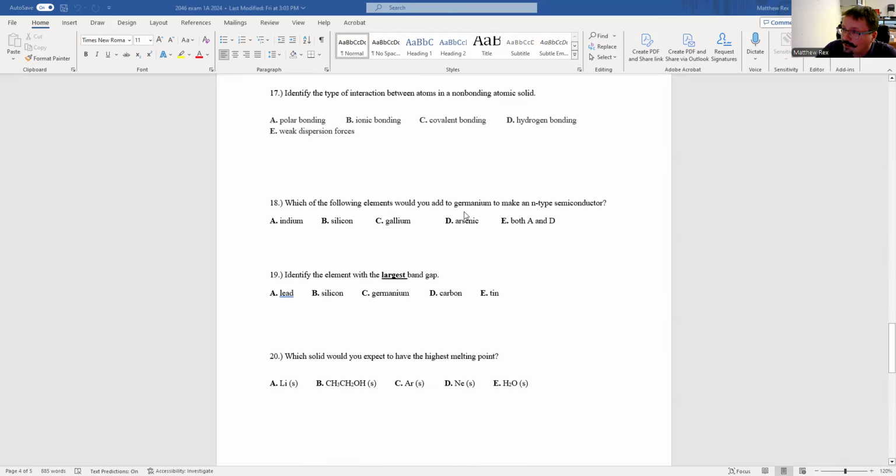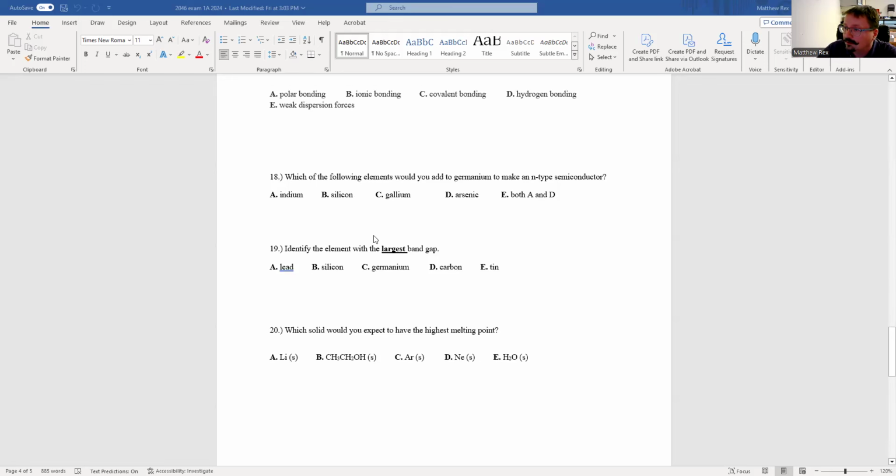Which of the following elements would you add to germanium to make an N-type semiconductor? So an N-type semiconductor, we need to dope it with something that has more valence electrons. So with germanium, we're looking at being in row 4A. So this is below silicon. We have 4 valence electrons. So if I look at indium, that has 3, silicon, that has 4, gallium, that has 3, but arsenic has 5. So arsenic is the thing that we would dope this with to give us our N-type semiconductor.